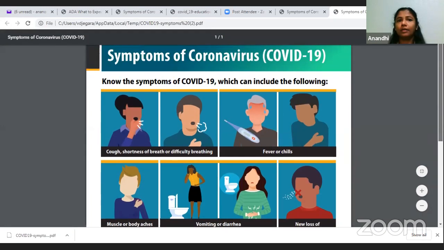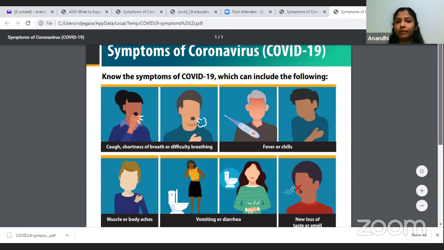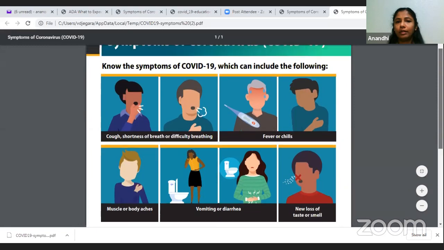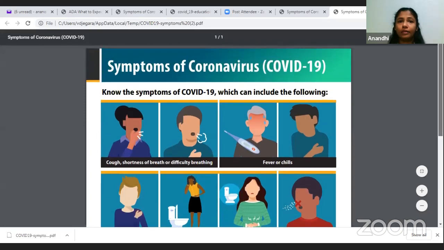So these are the symptoms of COVID-19, right? Cough, shortness of breath or difficulty breathing, fever or chills, muscle or body aches, vomiting or diarrhea, and then new loss of taste or smell. So this is what we are looking for when the patient comes, when we say they have COVID-19. So let me go back to my other slide.